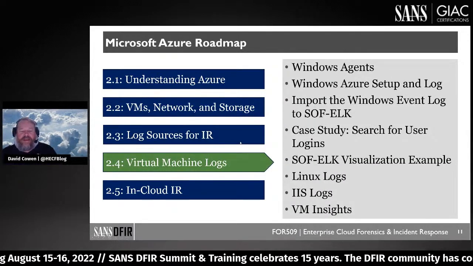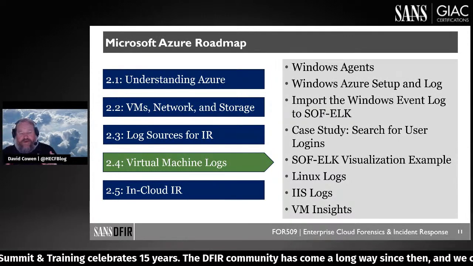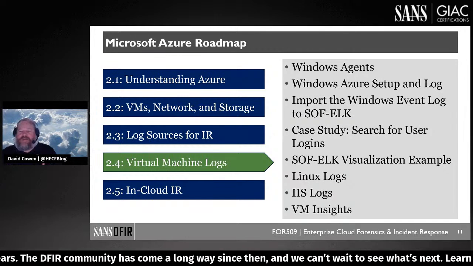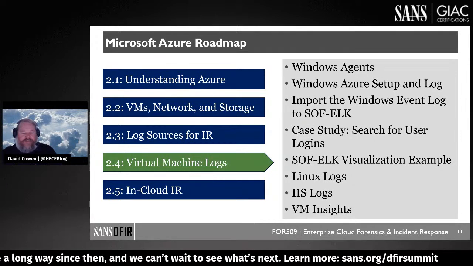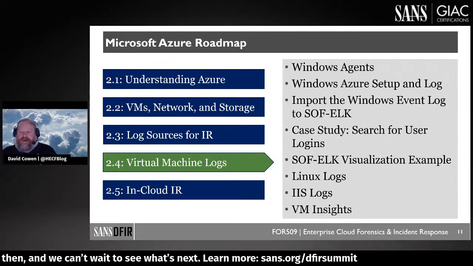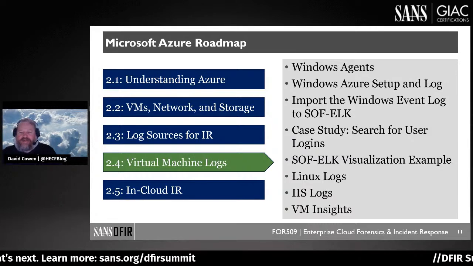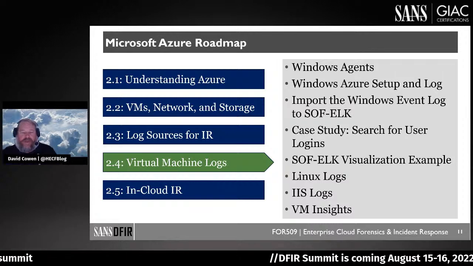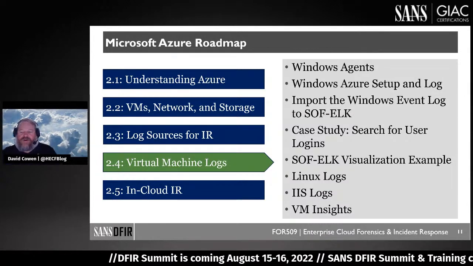Then we move into how to actually bring in endpoint logs into storage. So you have all of your endpoint logs as well as your cloud logs into one place in the cloud. So we talk about the agents that are available both for Linux and Windows. We talk about how to bring that data in. We talk about how to actually search for that data within the cloud, as well as how to bring that into SoftELK. We talk about Linux logs, bringing in web server and IIS and application logs, and then an interesting feature in Azure called VM Insights.